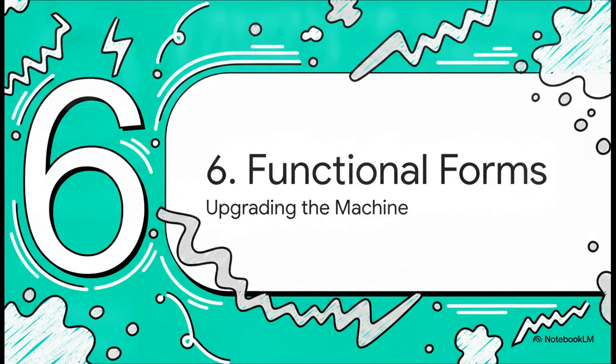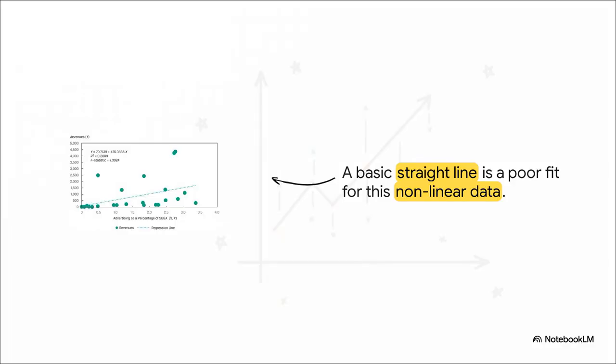Finally, Section 6, functional forms, upgrading the machine. Because let's face it, the real world doesn't always move in a perfectly straight line. If your data curves, kind of like this revenue and advertising scatterplot we're looking at, a basic straight line is going to leave obvious error patterns. It completely misses the natural arc of the data, which means our predictions out at the extreme ends are going to be wildly inaccurate. No good.